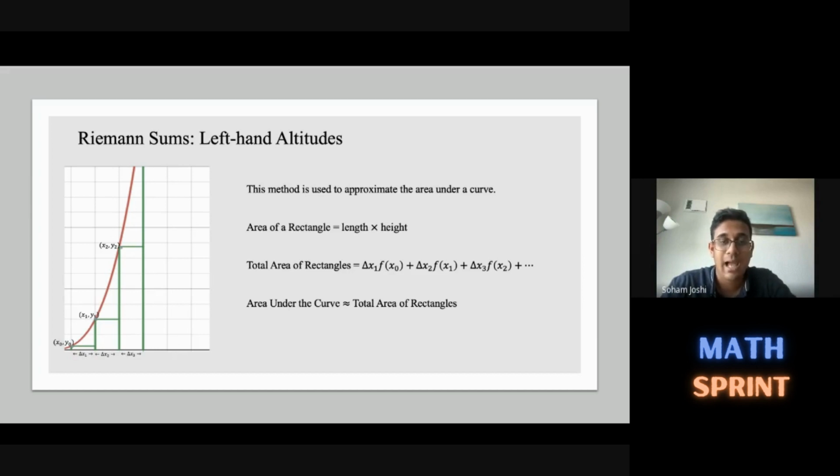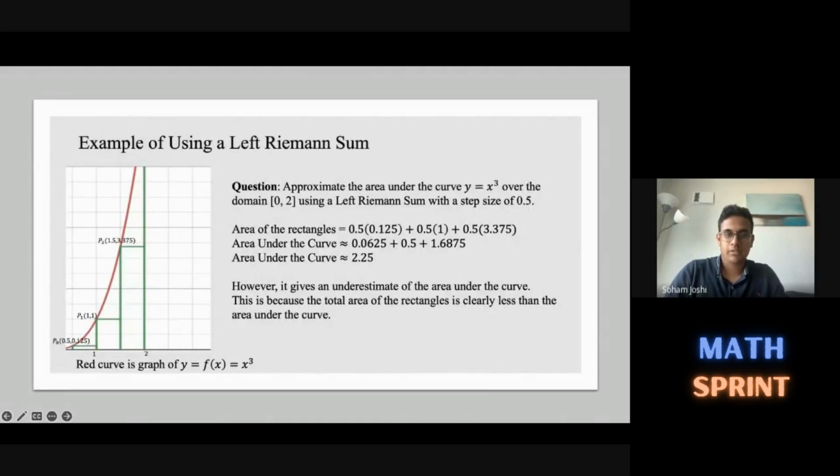Now I'm going to show you a sample scenario where you need to apply the left Riemann sum. Here is a sample scenario. We need to approximate the area under a curve with the equation y equals x cubed. That is the area of the region bounded by the curve, the positive x-axis, and the line x equals 2. The problem requires us to use a left Riemann sum with a step size of 0.5.